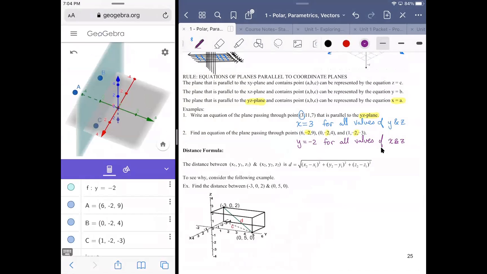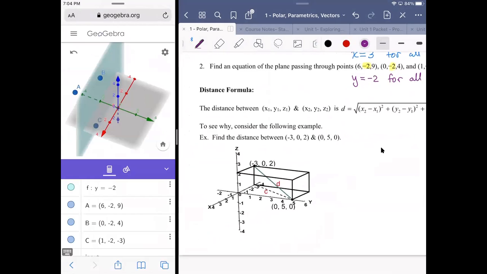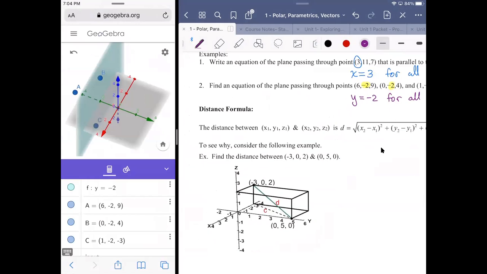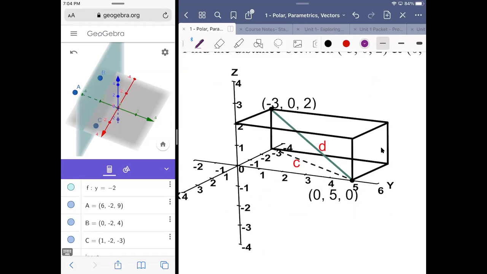Distance formula. So we have a distance formula in 3 dimensions, and it's pretty straightforward because all we're really doing is applying the same distance formula we always knew and loved, except now we're applying it in a 3rd dimension, right? So I'm just going to take you through the origin story of this real quick. Not too quick, but quick.